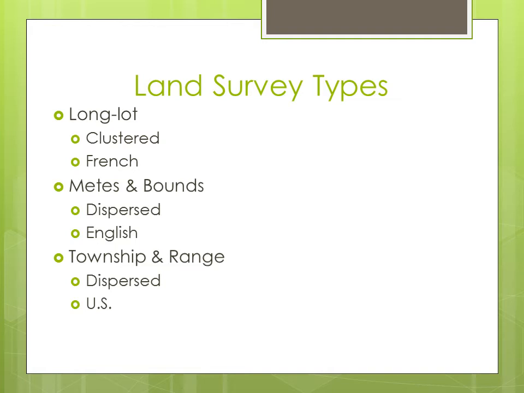Then in the mid-Atlantic colonies that were colonized by the English, not New England, that was also colonized by the English, but in the mid-Atlantic colonies, we started to see more dispersed patterns in what was called the metes and bounds. And this used basically markers on the landscape to discern where the boundaries would meet. And that's essentially what we're talking about. And so we're going to show an image of it here in just a minute.